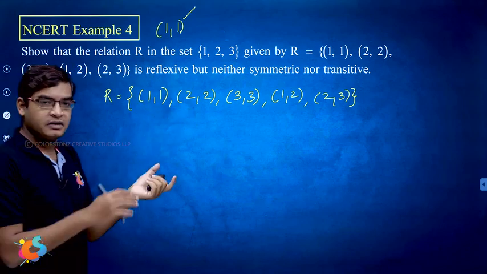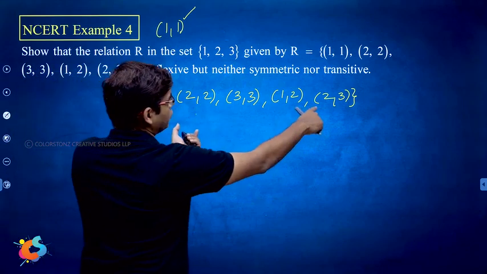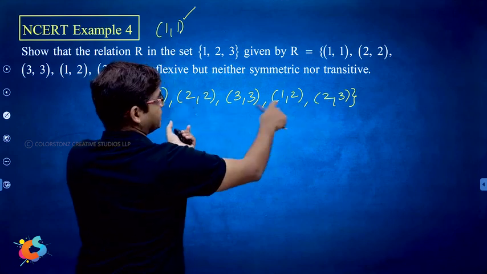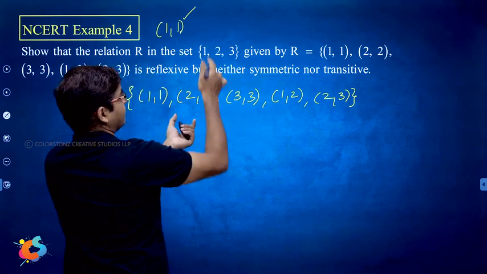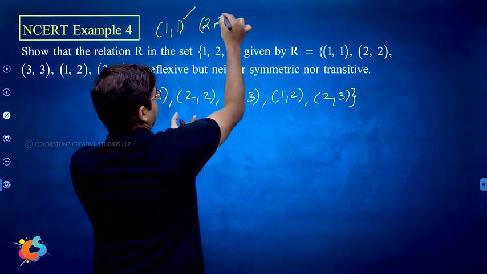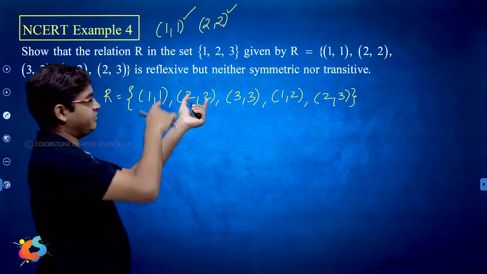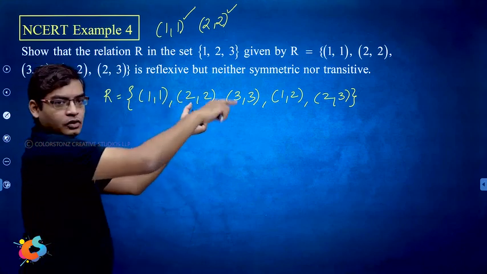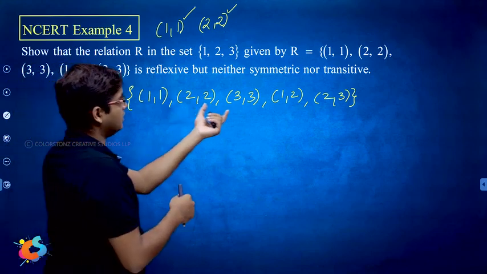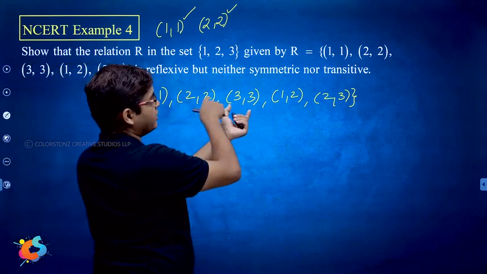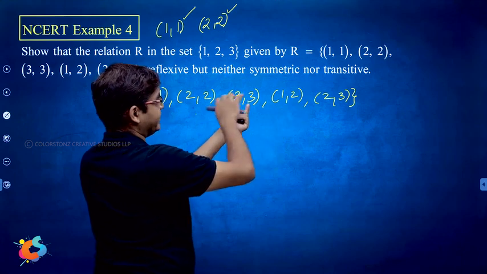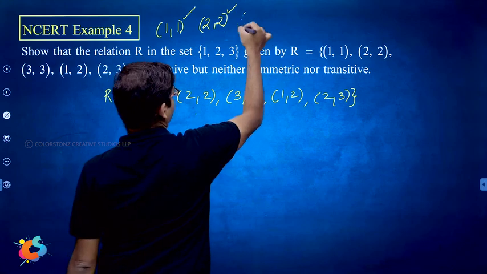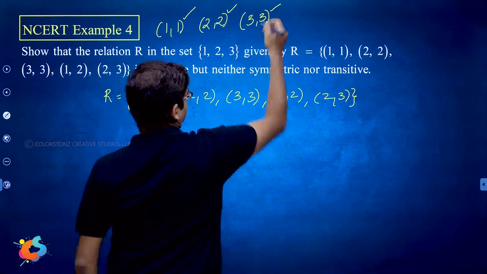Next, take this ordered pair. Is there any other ordered pair starting with 2? Yes, this is the only one. So 2, 3, is it there? 2, 3 is there. So therefore checking for this ordered pair is completed, as we have checked with all the ordered pairs starting with 2 other than this one. Fine. Next, 3, 3. Is there any ordered pair starting with 3? No. Other than this one, there is no other ordered pair starting with 3. So therefore no checking is needed. For this also we got a tick mark.